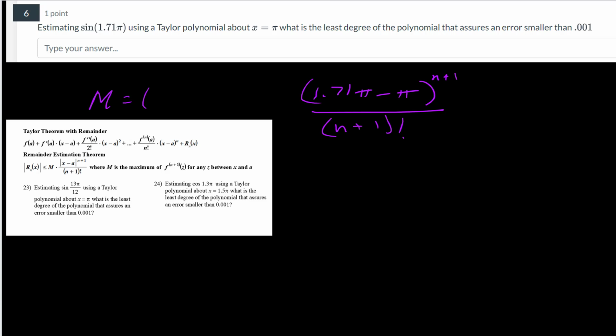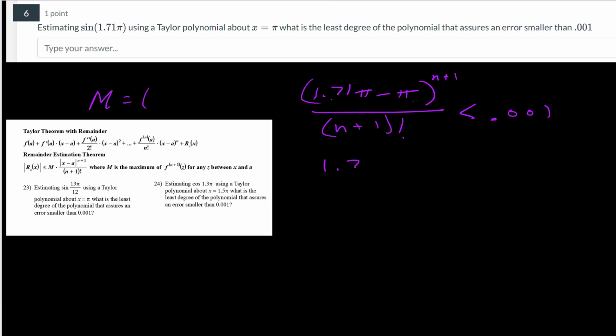For e to the x, when you get those, you're going to have to figure out e to whichever number is higher, whether it's where it's centered or the number that's given to you. You're going to raise e to that power for the e to the x ones. But for sine and cosine, m is just going to be 1. So we want to see when is this going to be less than 0.001. And I showed you that you can do this in Desmos.